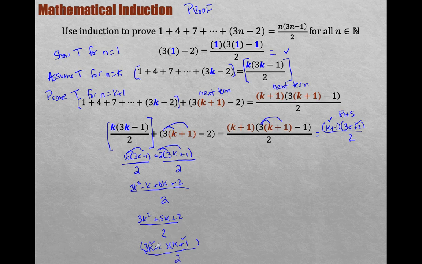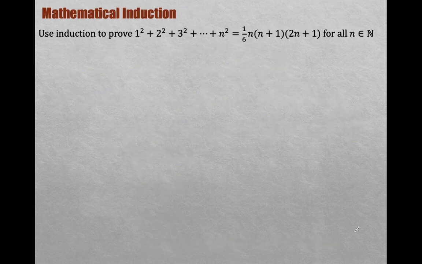So is it true? 3k squared. 3k squared, yes. 3k, 2k is 5k, 2k plus 1 is 2. Yep. I don't really care about the order. Multiplication is commutative. Sweet. All right, here's our next one. Take a minute to copy that down.